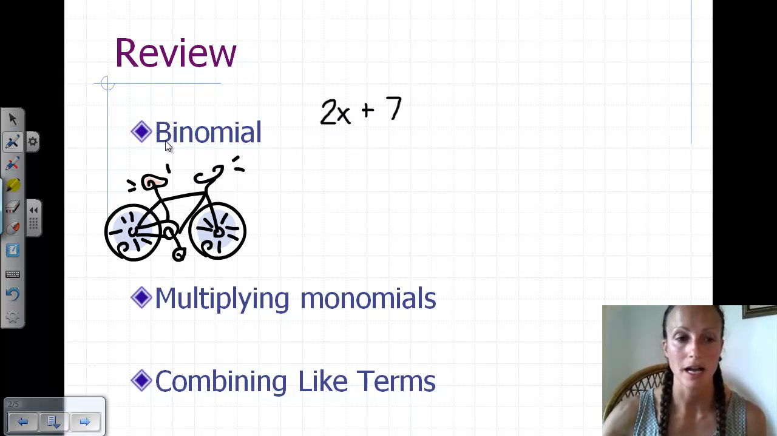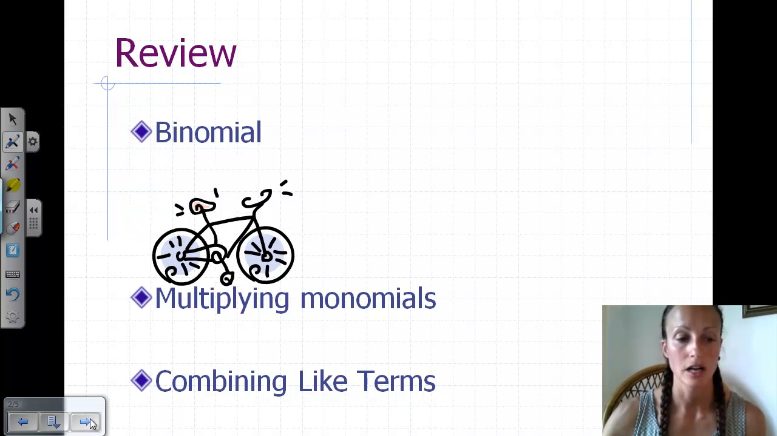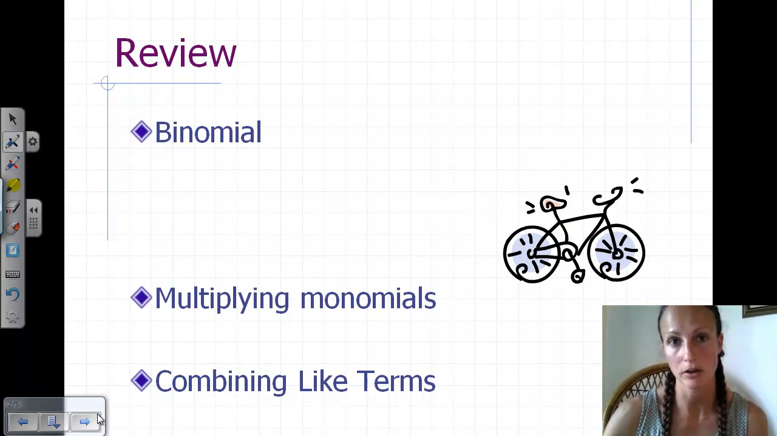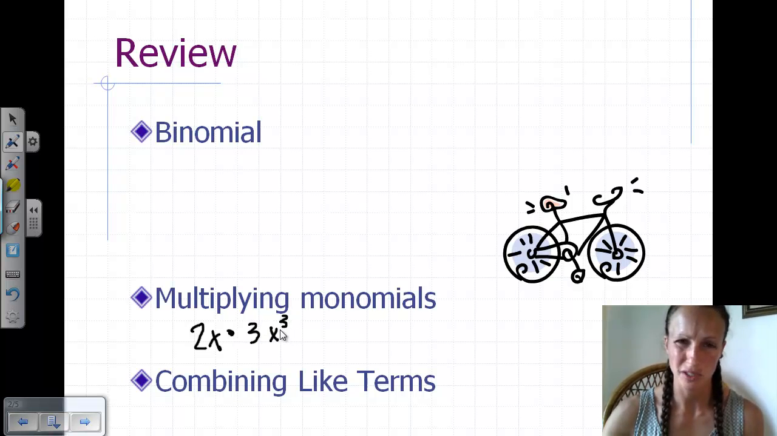Binomial has the prefix bi, just like bicycle. A bicycle has two wheels, and a binomial has two terms. Remember your rules for multiplying monomials? Like if we multiplied 2x and 3x cubed, how would we do that? Remember, you multiply the coefficients. 2 times 3 is 6, and you add the exponents on the variables. An exponent of 1 plus an exponent of 3 makes an exponent of 4. So 2x multiplied by 3x cubed is 6x to the fourth.